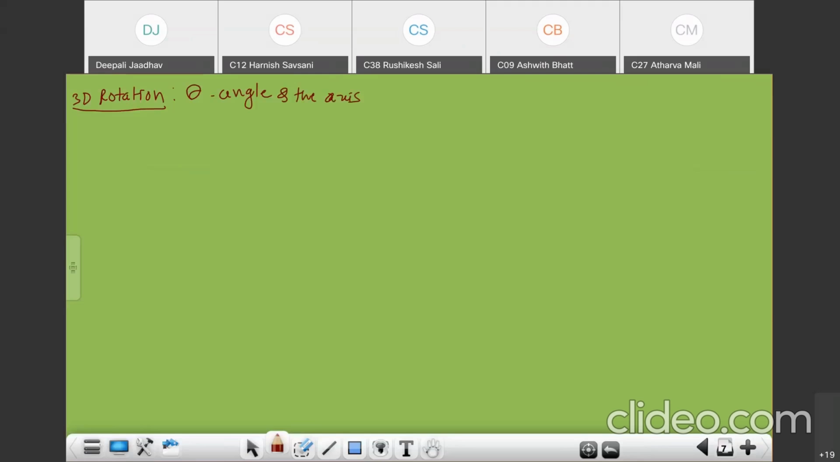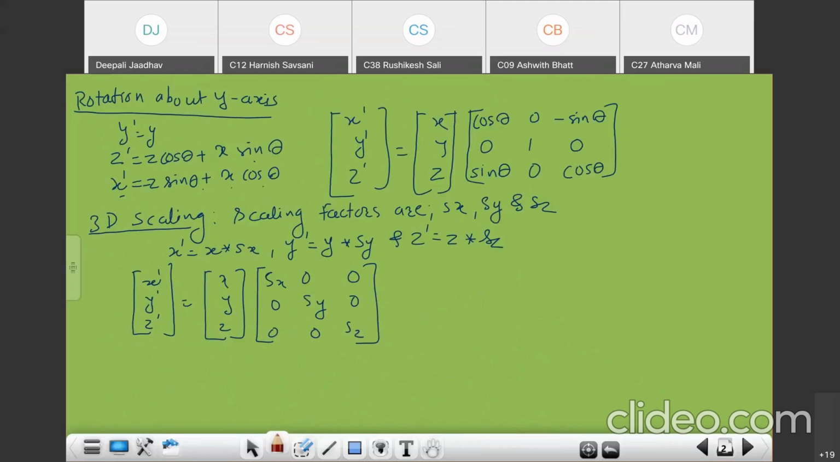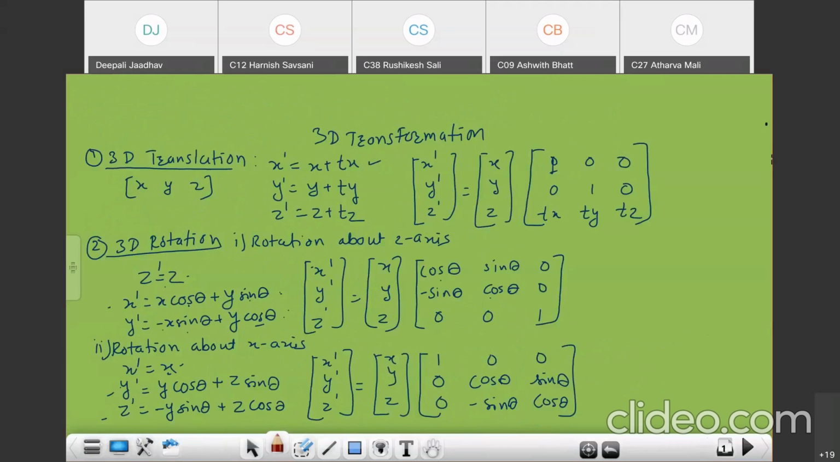Again, there are three transformation methods: rotation about the x-axis, rotation about the y-axis, and rotation about the z-axis. That part we have already seen in the simple introduction to 3D transformation. Rotation about the x-axis, rotation about the z-axis, and rotation about the y-axis. It is the same transformation matrix; only we are going to add the homogeneous coordinate.